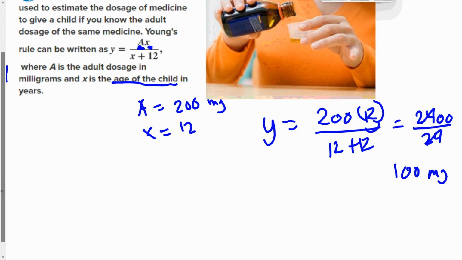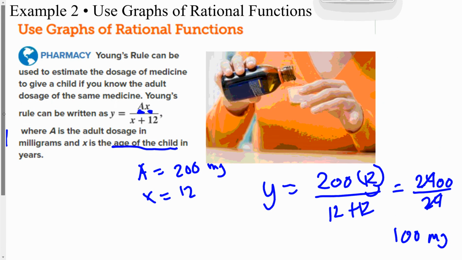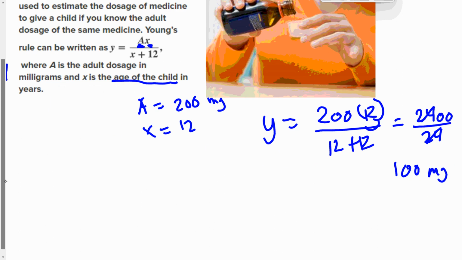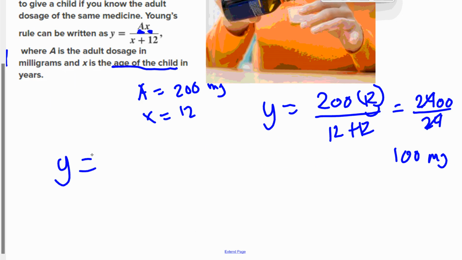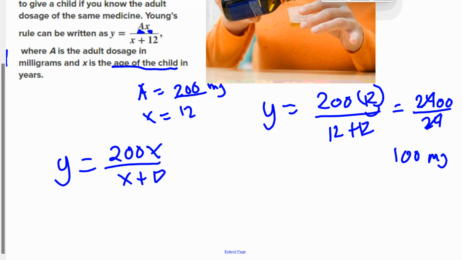Okay, so what if we don't know the age of the kid? Well, then we could just graph this, because that's what it's asking us to do. It says use graphs of rational functions. So if we were asked to graph this, and we want to use that same 200 dosage for the adult, we plug in 200x over x plus 12. To graph this, we could plug it into a graphing calculator, but we need to identify the horizontal asymptotes as well as the vertical asymptotes.